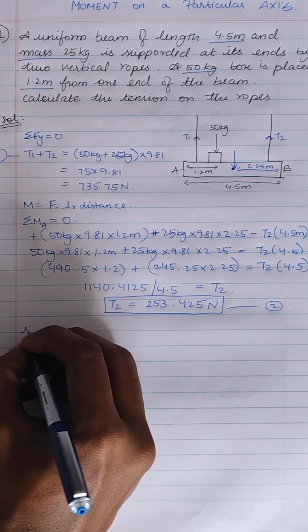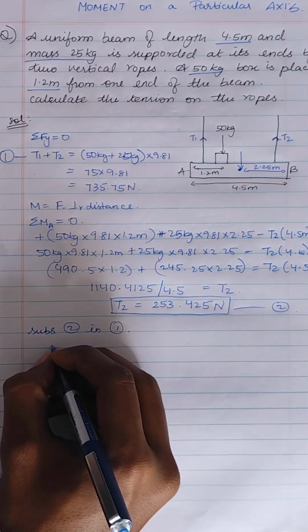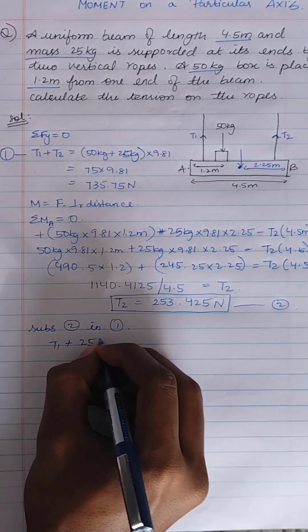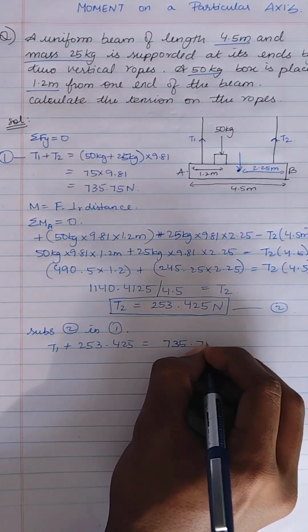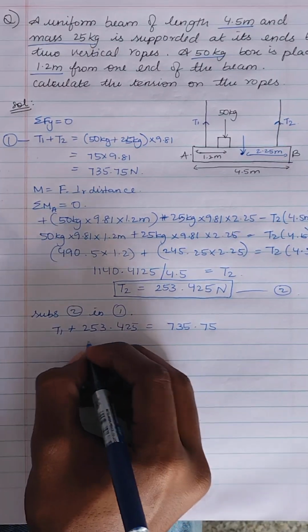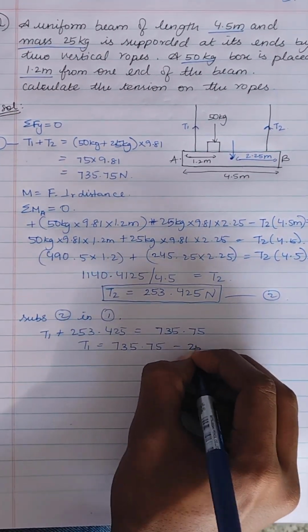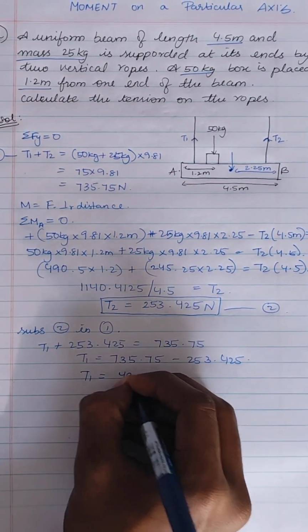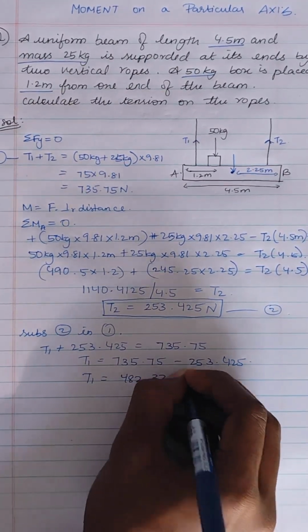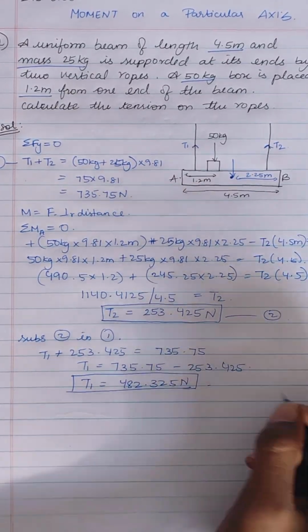So substituting 2 in 1, T1 plus 253.425 equals 735.75 Newton. So T1 equals 735.75 minus 253.425. T1 equals 482.325 Newton. Now we have calculated T1 and T2. Let's solve this question and understand the concept more clearly.